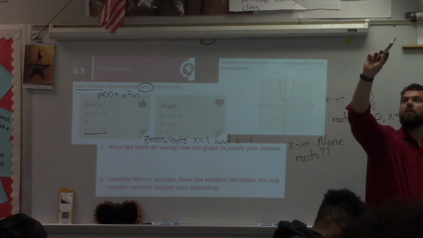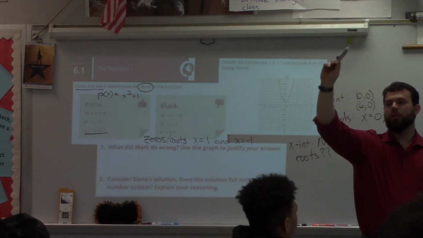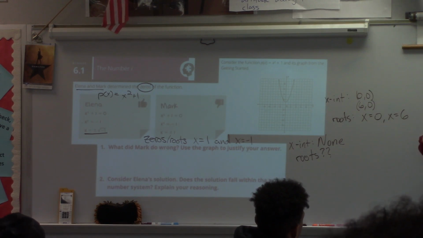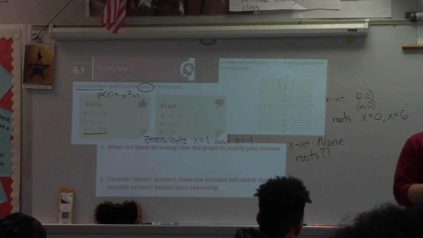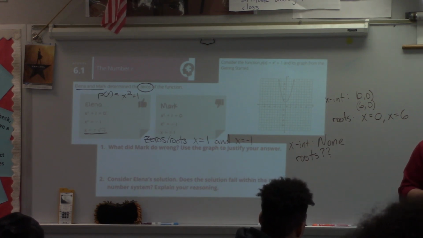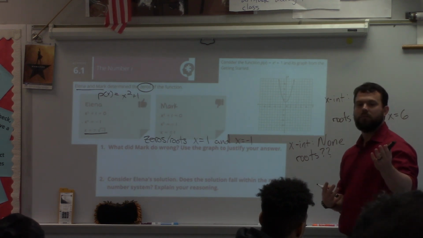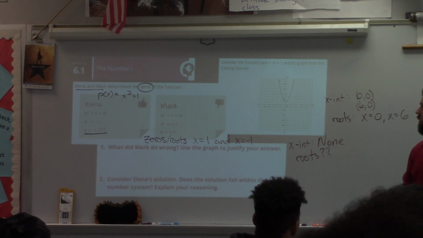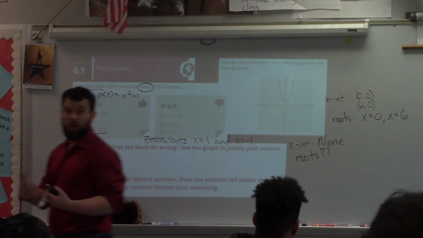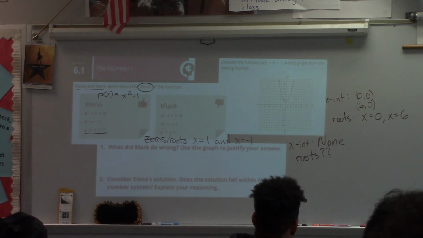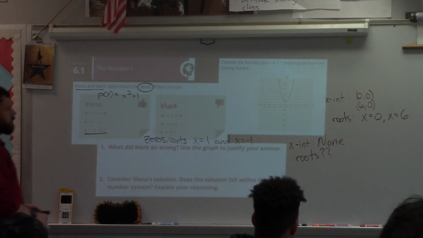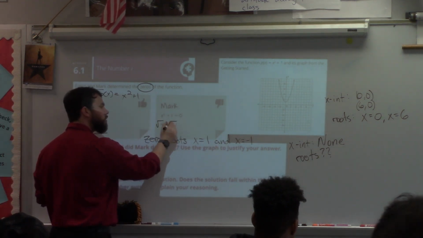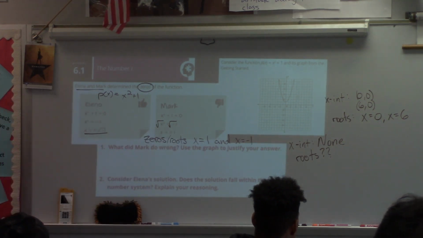Okay, so let's talk about some key details here. What did Mark do wrong? Use the graph to justify your response. What did anyone discover about that idea? I need specifics. Okay, raise your hand if you want to share ideas. So, Sam? Are you gonna use the radical? Or that square root, right? So if Mark didn't use the square root, where do you think he got the positive and negative 1 from? So maybe he did use the square root, just maybe used it incorrectly, so that's a good idea, right?